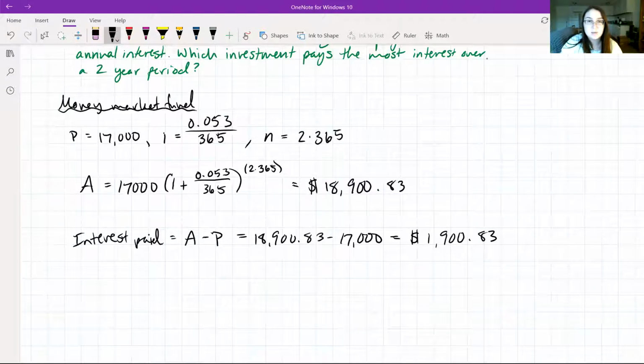So our money market fund paid $1,900.83 in interest. So now I want to do the same thing for our treasury note, because we want to find how much interest the treasury note paid, and then we can compare them and choose whichever paid the most interest.